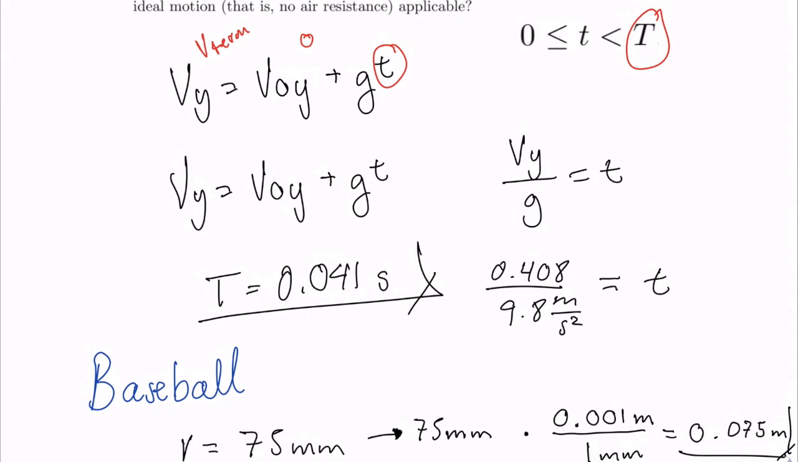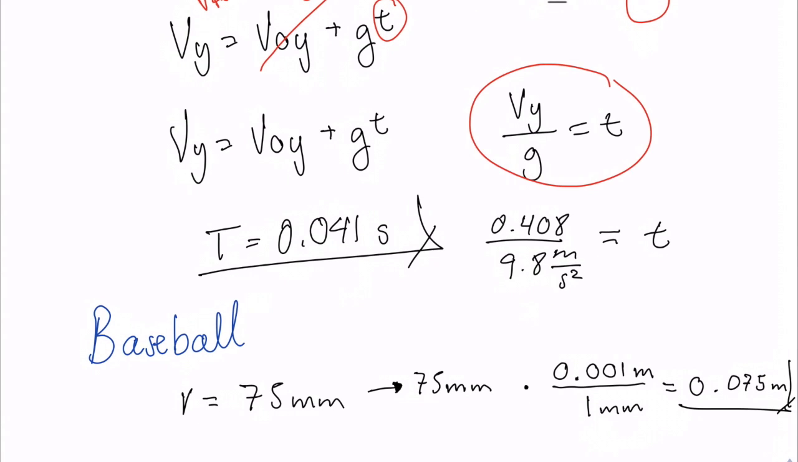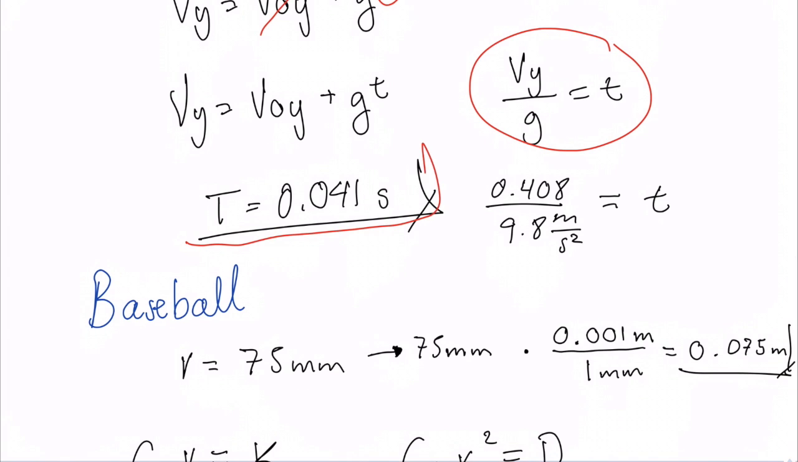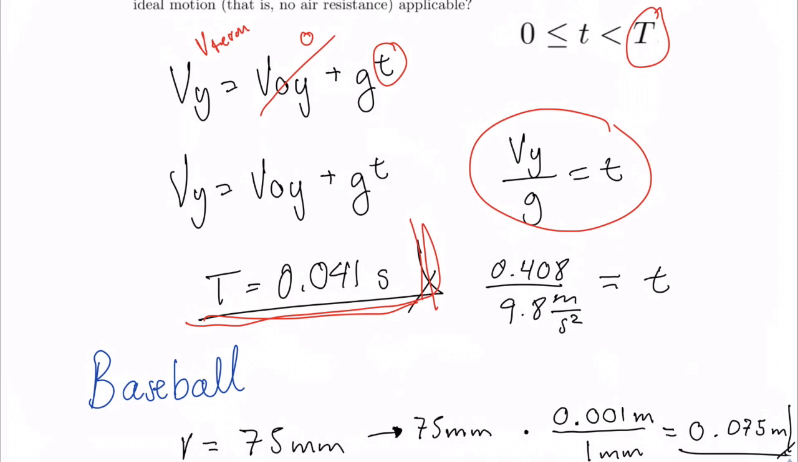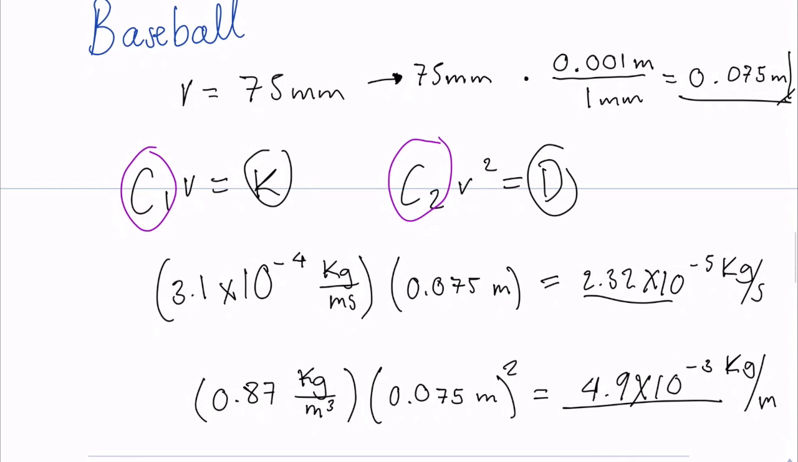So we solve for t, and this is the formula that we get, and we plug in the values, and this is the total time that it's going to take to reach that terminal velocity, assuming there is no air resistance. Okay, so now let's start with the baseball.